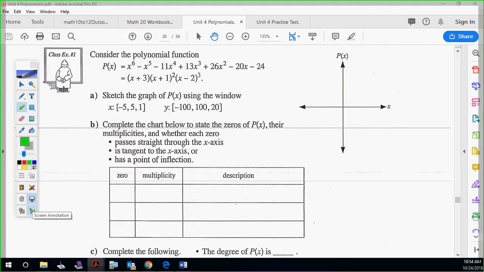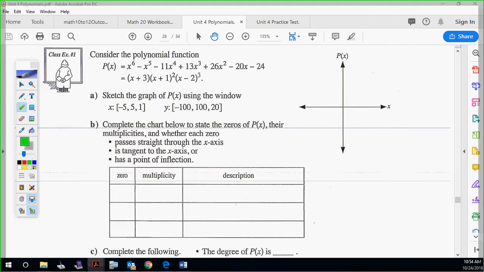Consider the polynomial function x to the 6th minus x to the 5th minus 11x to the 4th plus 13x cubed plus 26x squared minus 20x minus 24. Cool, they gave it to me factored, that's nice. It's x plus 3, x plus 1 squared, x minus 2 cubed.